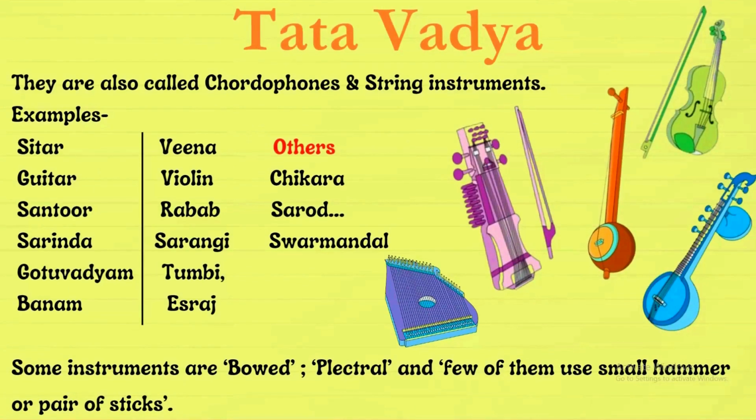Some instruments are bowed, plucked, and a few use a small hammer or a pair of sticks. Sitar, guitar, santur, sarinda, gotu vadyam, banam, esraj, tumbi, sarod, chikra are the instruments which fall into the category of the Tata Vadya.